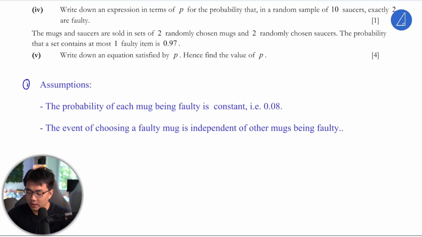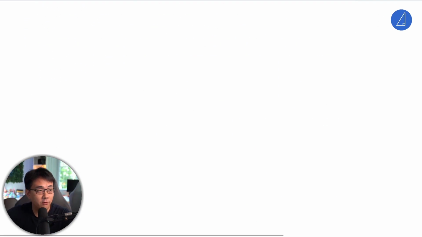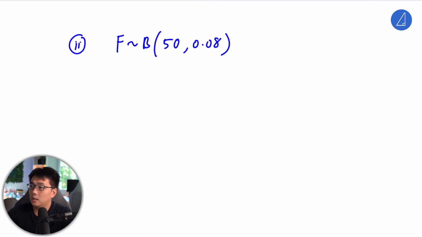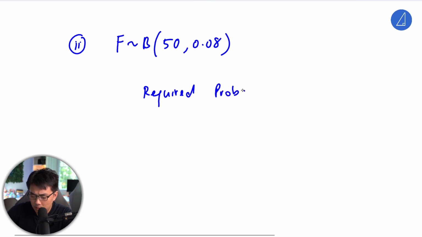I think f is already defined as the number of faulty mugs out of 50, so we don't really need to define it. Here f follows a binomial distribution. So any given day, there are 50 mugs being chosen, and each one being faulty is 8%, right? So find the probability that on a randomly chosen day at least 7 mugs are faulty. So the required probability is just P(f ≥ 7).